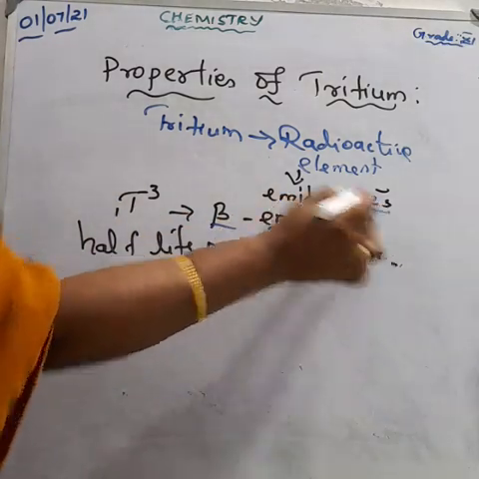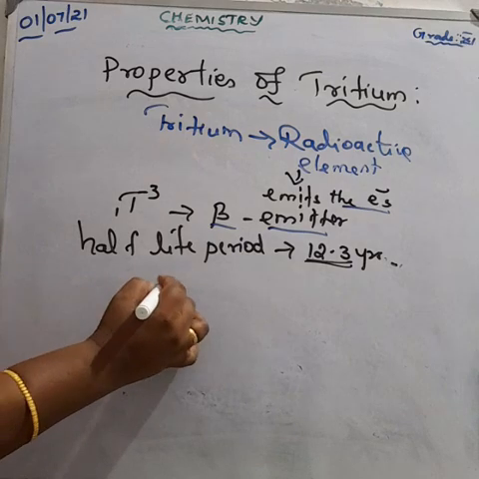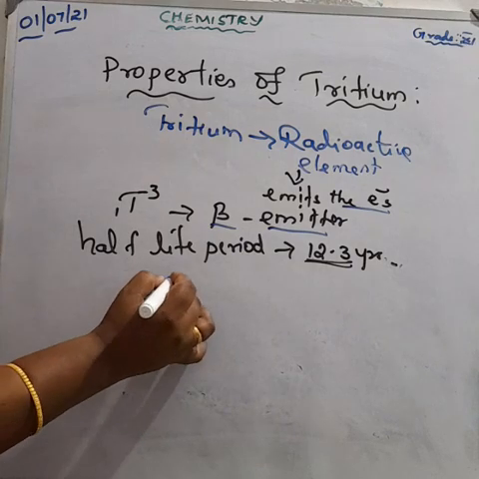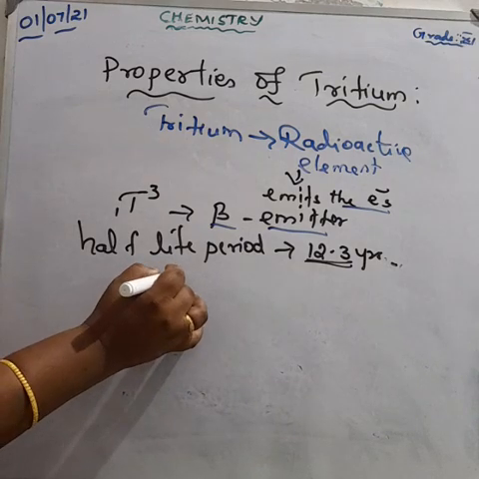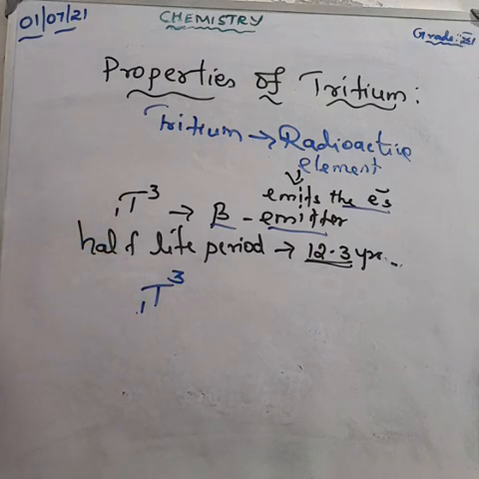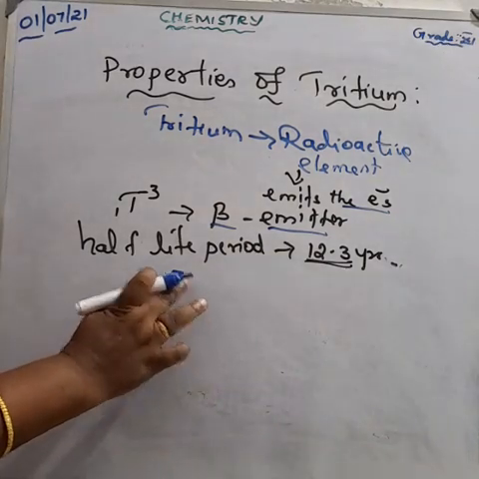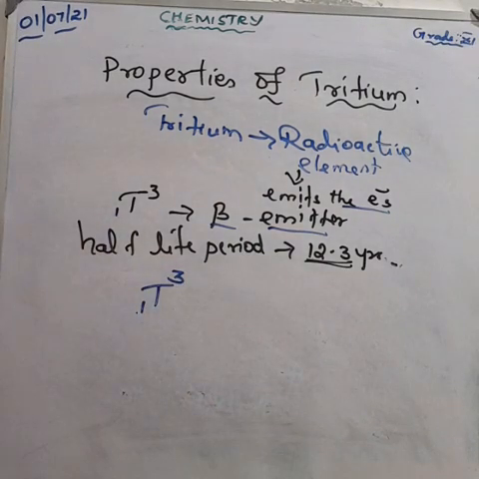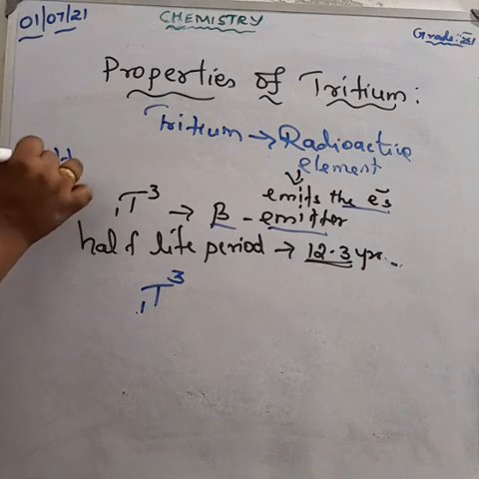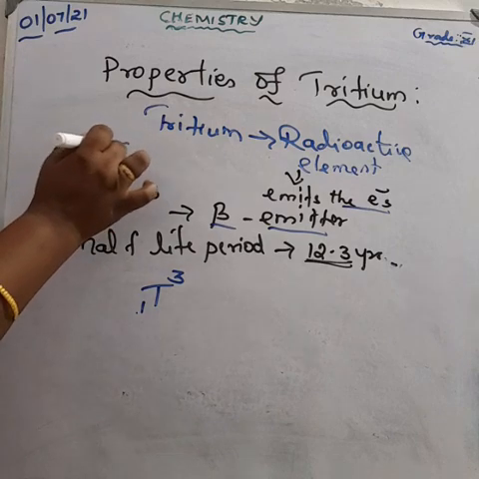Okay, understood? So tritium, we know what the atomic number for tritium is. Tritium has atomic number 1. We know this is one of the isotopic forms of hydrogen. Hydrogen has atomic number 1, so tritium also has atomic number 1. But what is the mass number? The mass number of tritium is 3. So when compared with hydrogen, the tritium atom has 2 extra neutrons.